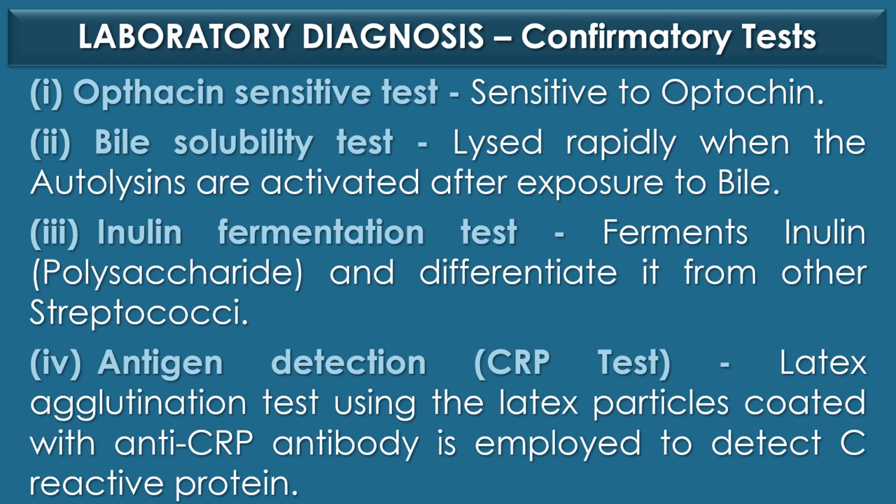The third confirmatory test is the inulin fermentation test. Streptococcus pneumoniae ferments the polysaccharide inulin and hence is differentiated from other streptococci. The fourth confirmatory test is the CRP test for antigen detection. It is a latex agglutination test in which latex particles coated with anti-CRP antibody are employed. By this test, we detect C-reactive protein.